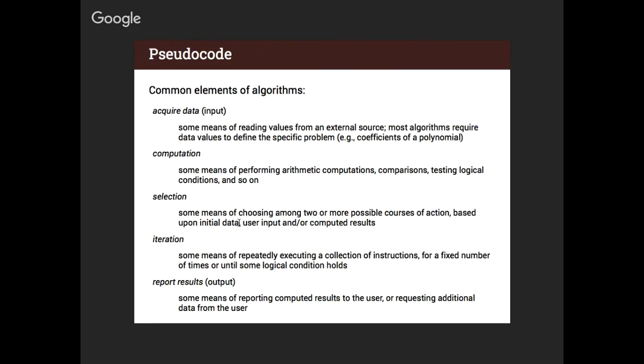To iterate means to repeat. And well, now I'll tell you the Afrikaans for this stuff. Acquire data. Toevoer is input. Computation is berekenen. Selection is selectie. Iteration is iteratie. Report results is report resultatie, output. Okay.